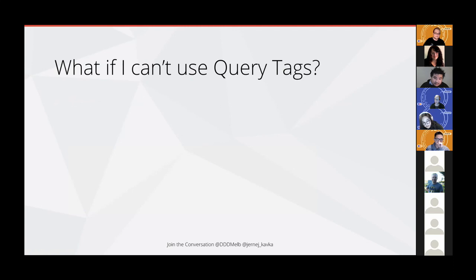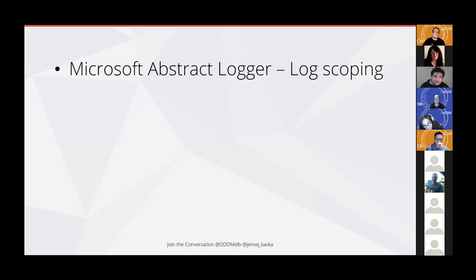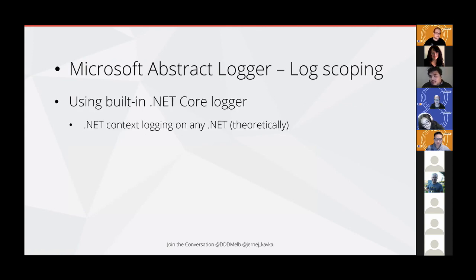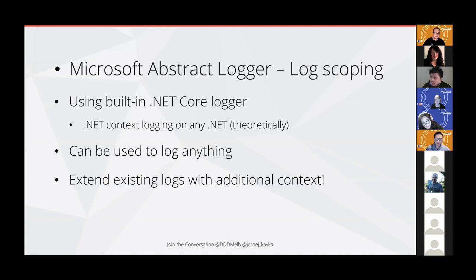Now, what happens if the query tag is not available? For instance, you want to insert data, update data, or it's a third party for which you don't have access to the code. Well, you can use the Microsoft Abstract logger and add log context. This is using the built-in .NET Core logger. You can also use this in .NET Framework, theoretically all versions, although practically I think after 4.5. And you can use this to log anything really.